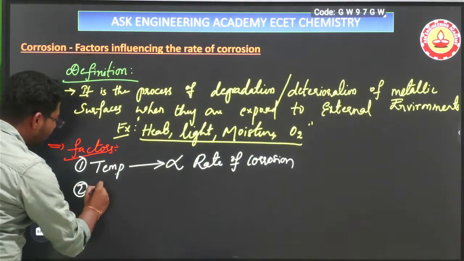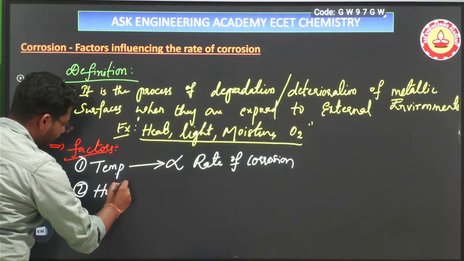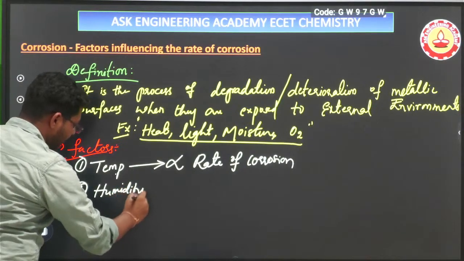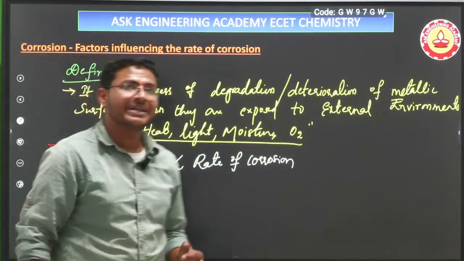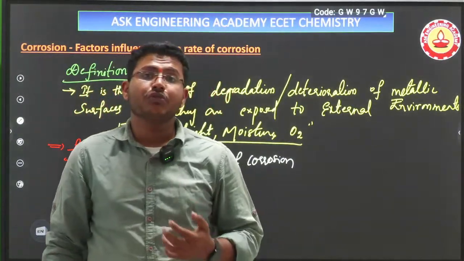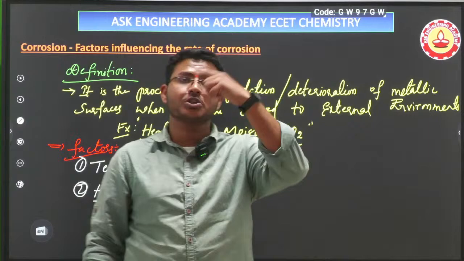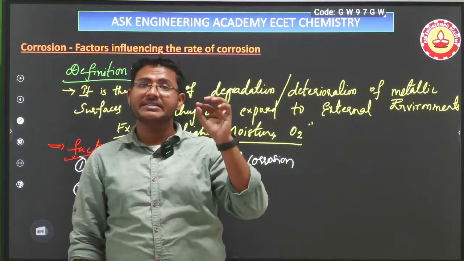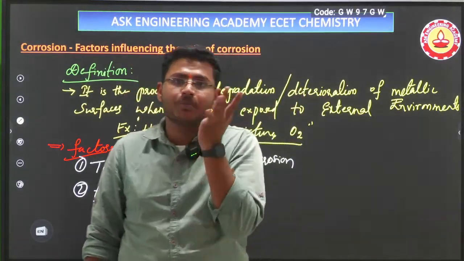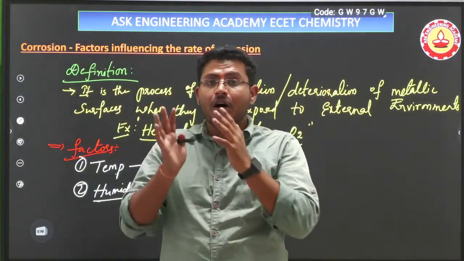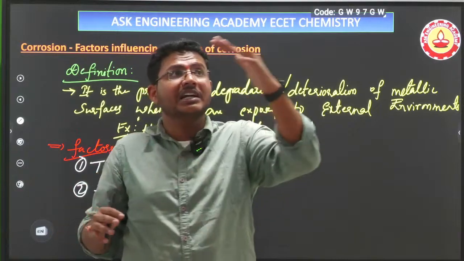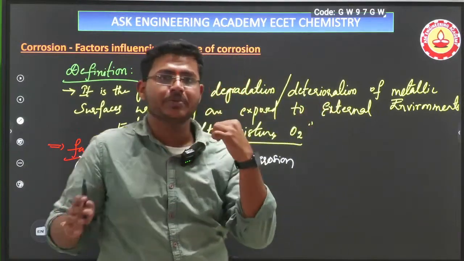Second factor is humidity. What is meant by humidity? Humidity in the sense the amount of water vapor present in the atmosphere. The atmosphere contains minute water-like droplets. Watery substances will be there. They are called water vapors. How much amount of water vapor the atmosphere contains is called humidity.